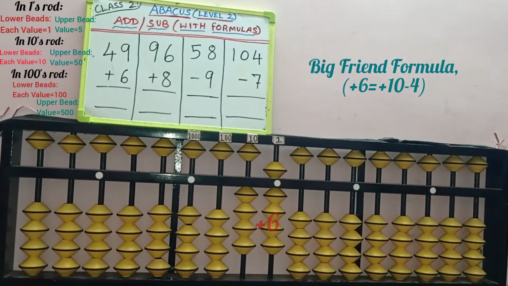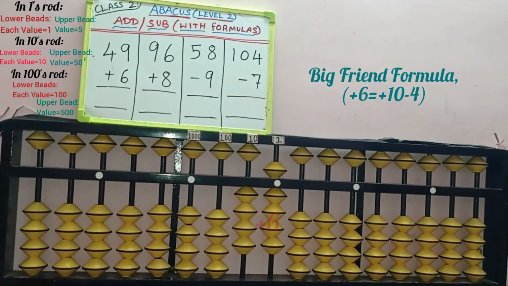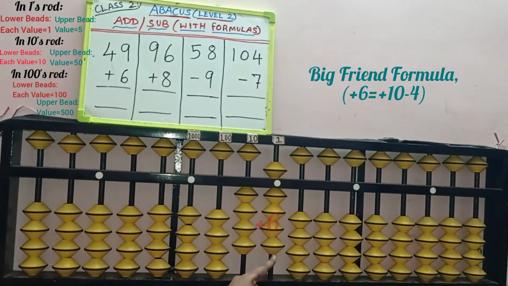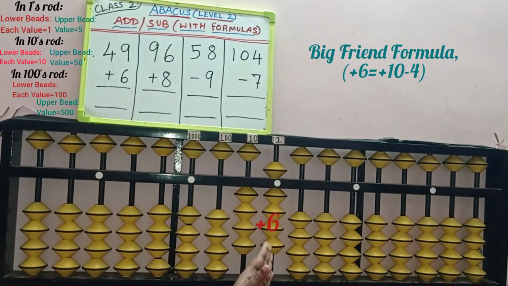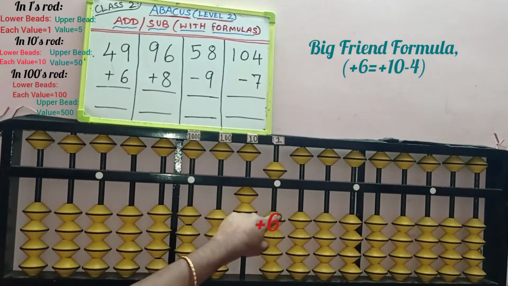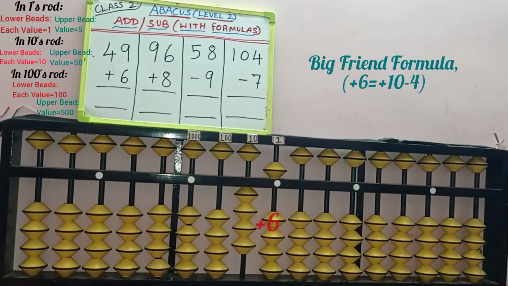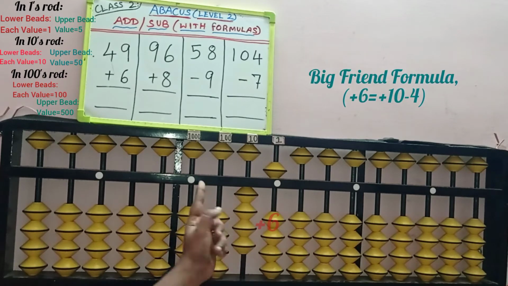6's big friend is 4 because 6 plus 4 equals 10. 10 is the big friend boss. In the question plus 6 is there, so we have to remove 4 beads in 1 star. Now here 4 beads are available to remove. Hence apply big friend for adding 6. Okay, so do minus 4. 4 beads removed from the answer point in 1 star. Minus 4 completed. While removing the friend, add the boss in 10's place.